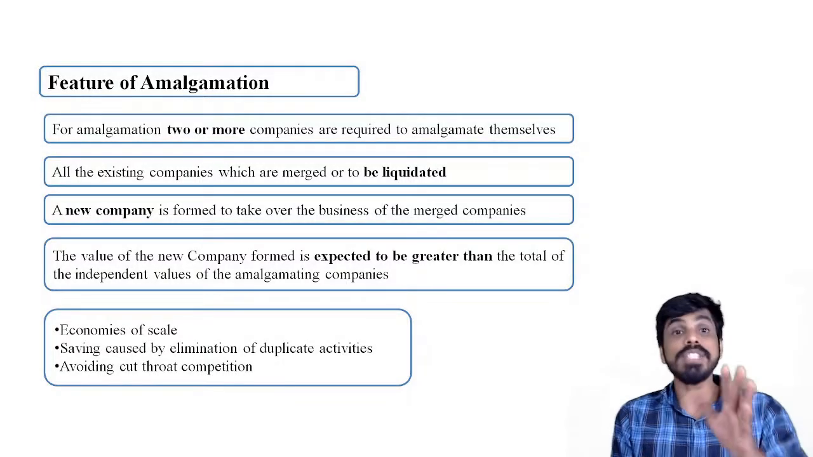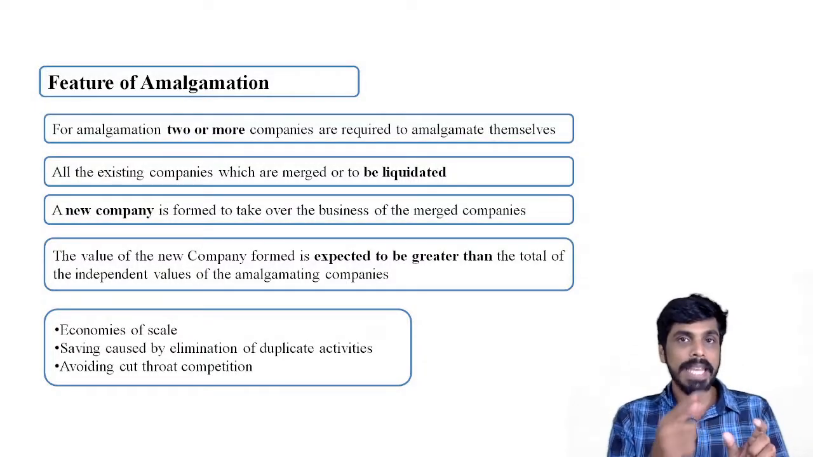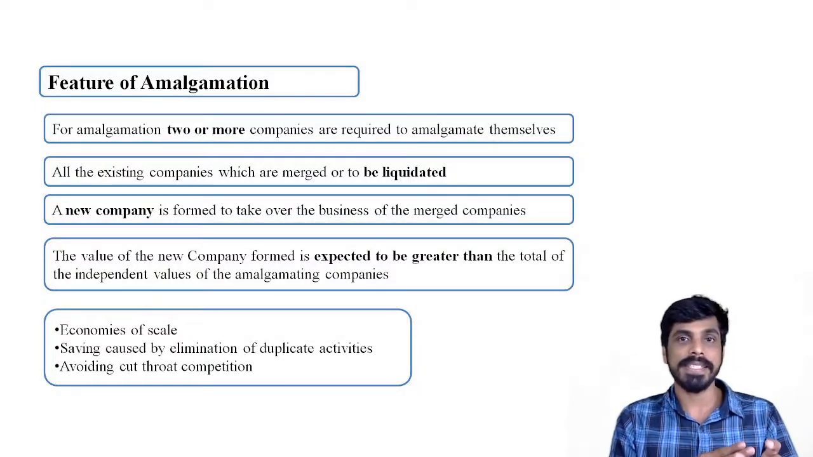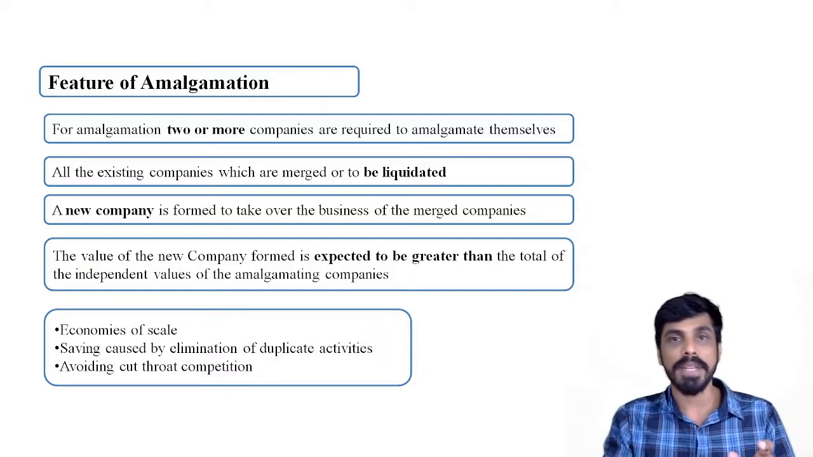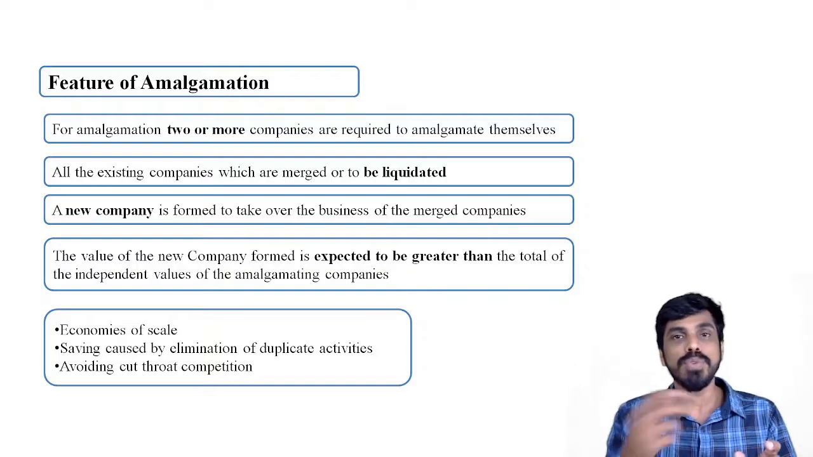Let's see what the features of amalgamation are. I told you that there must be at least two companies. That means two existing companies should be there and a new company to take over the business of two or more existing companies.